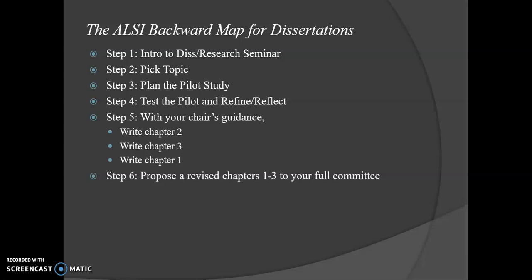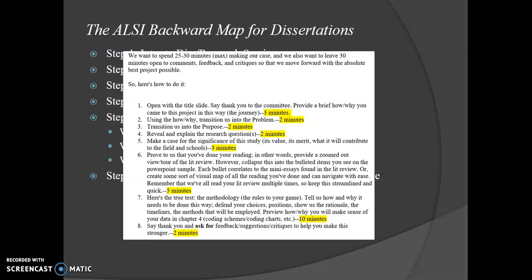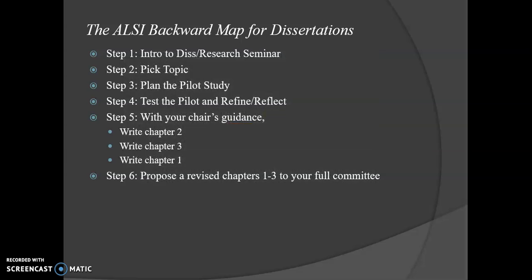Step 6, we propose or present a revised chapter 1 through 3 to your full committee. Some universities call this a prospectus, chapters 1 through 3. Really what this is, is a pregame where we present in a very specific way. Notice we've got a time-stamped guide on how to present the overview of the 3 chapters so that your committee can help rebuild it, revise it. It's a full stop check before we go out and do the actual study. So the proposal is very important because we get crucial feedback on what to do before we go live.